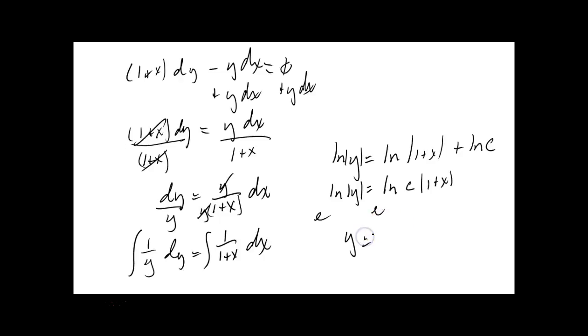Y is equal to c times 1 plus x. Okay? Now, I lost the absolute value signs. I probably shouldn't, but I think it's okay. Well, here's what they do. They do plus or minus c. That then will account for that.